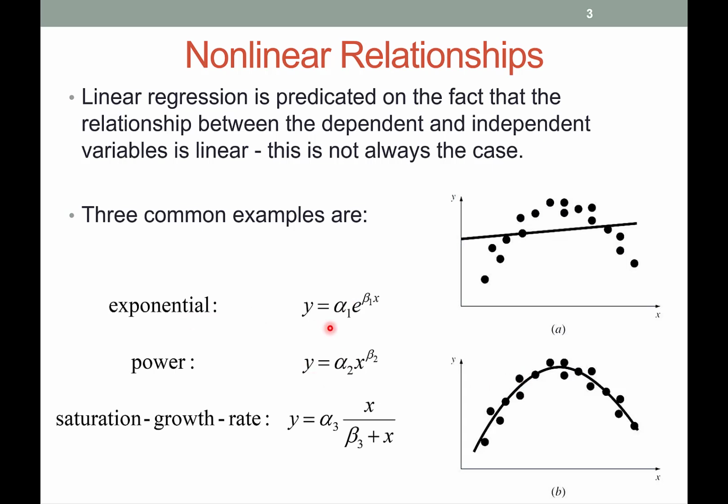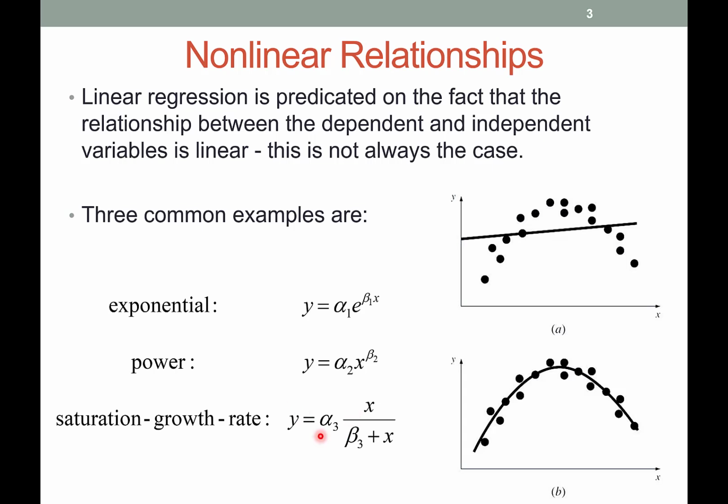In this case, we have an exponential kind of model where y equals alpha 1, where alpha 1 is a constant, times the exponential function to the power of beta 1 times x, where beta 1 is the second constant in this equation. Again, this is another kind of model, which is the power model, and instead of the exponential, we have x here to the power of beta 2. Again, we have two unknowns in this case. And we also have the saturation growth rate kind of model where we have two unknowns, this alpha here and this beta, in this format.